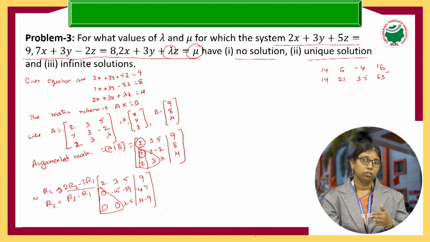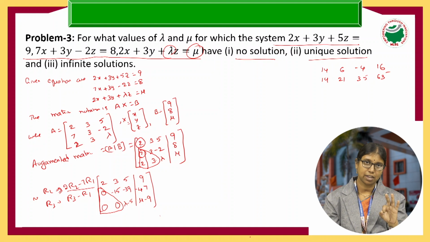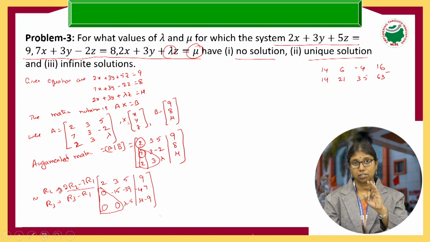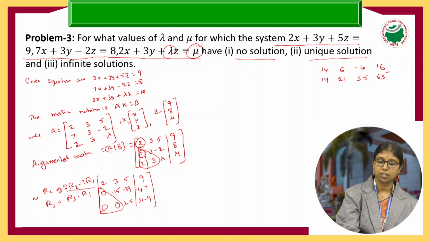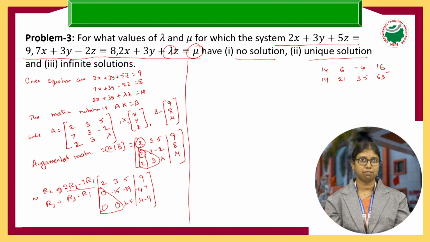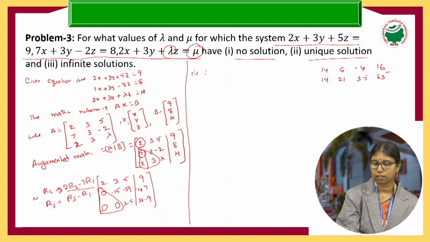But here they have given some conditions. They have given 3 conditions. If the system has no solution, you have to choose the values of lambda and mu. If the system has unique solution, you have to identify the lambda and mu. You know when the system has no solution, when it has unique solution, when it has infinite number of solutions. First I will go with no solution.